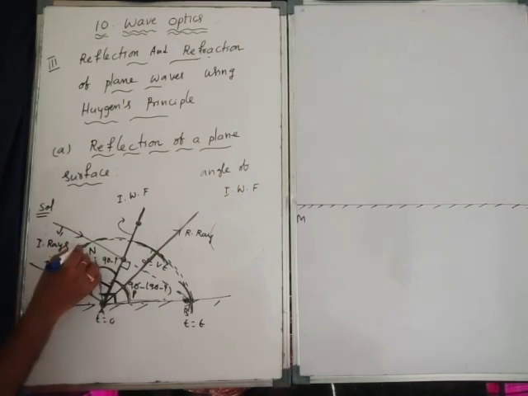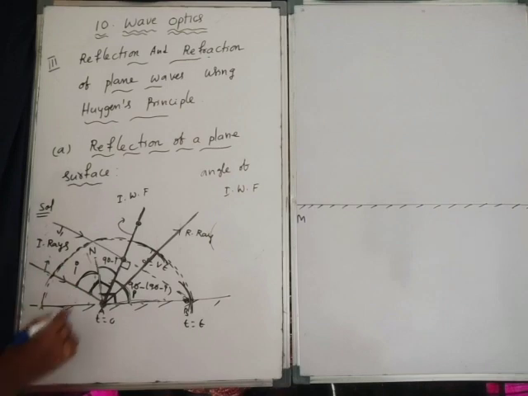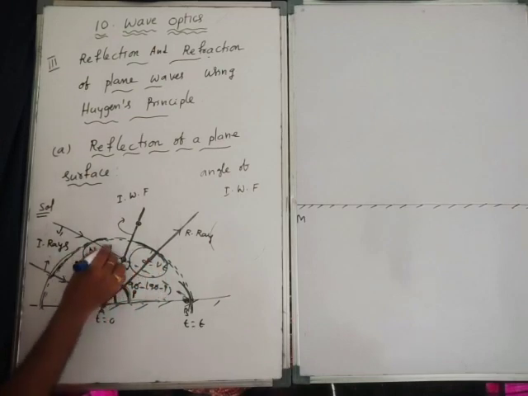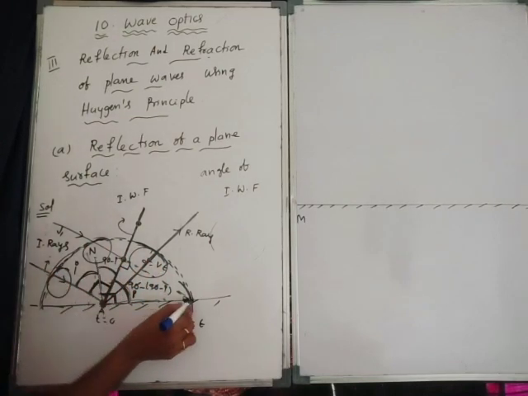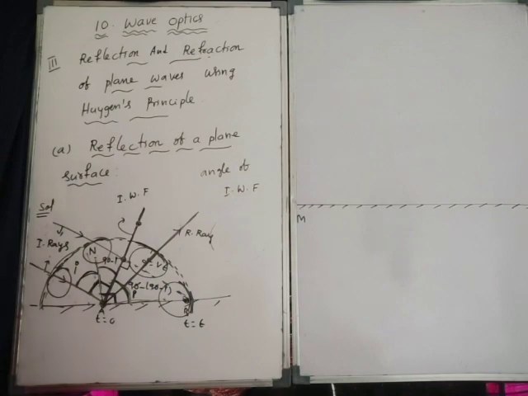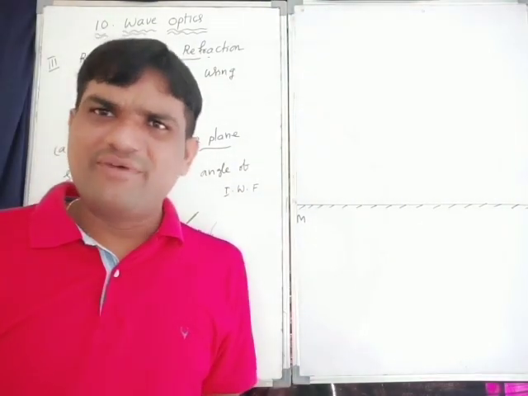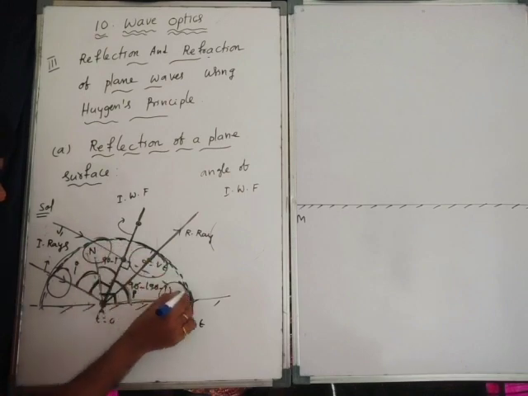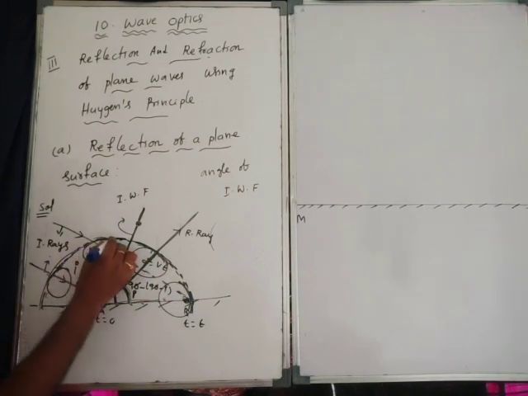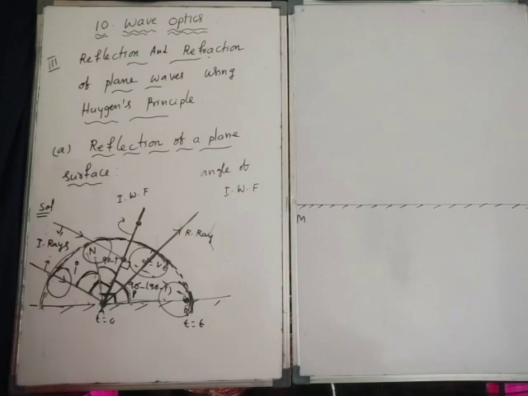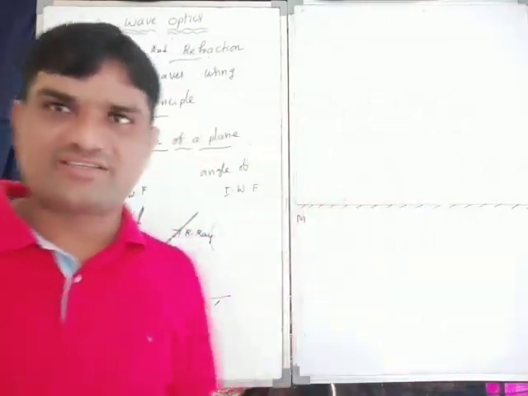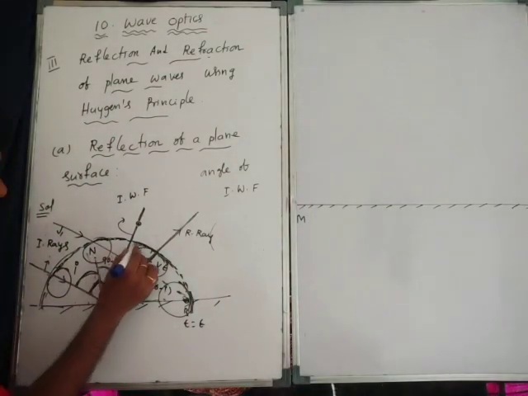Secondary wavefront, sorry, not a secondary wavelet. So this sphere is nothing but a secondary wavelet, this one, and this one, and this one, and this one. So what is that? Secondary wavelet. So now you can draw a common tangent. That common tangent is the secondary wavefront.